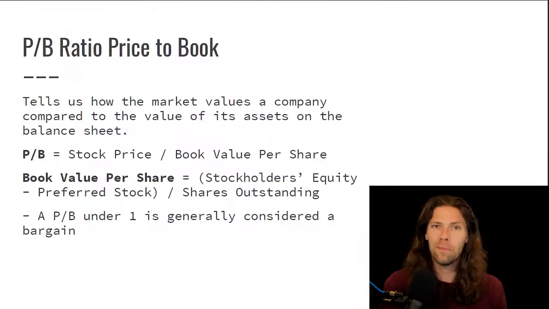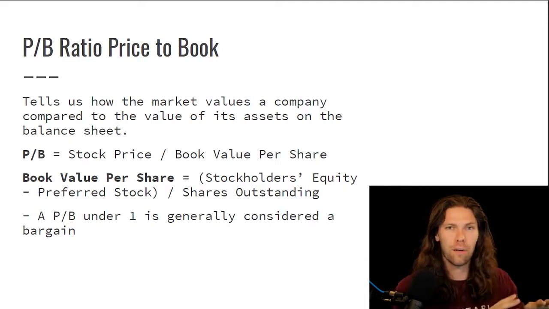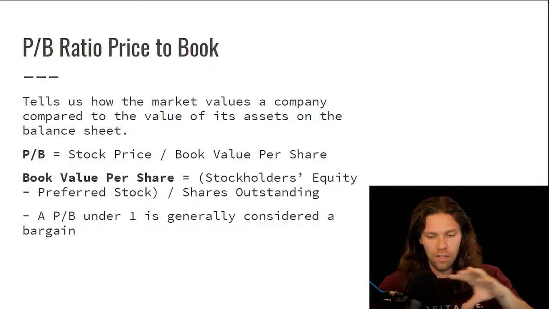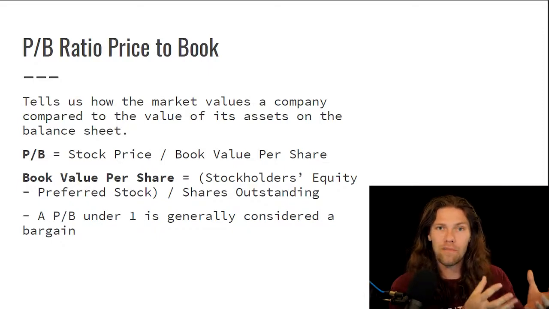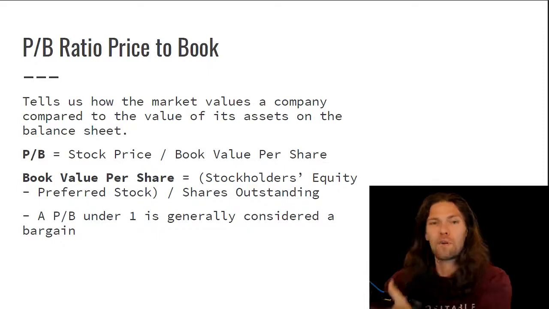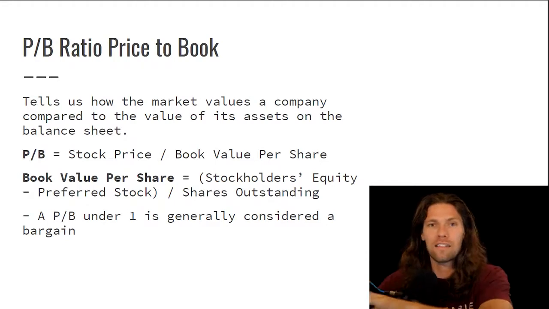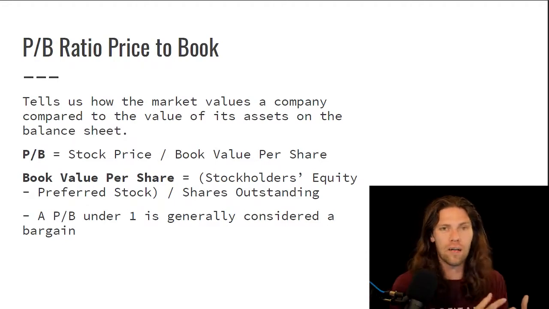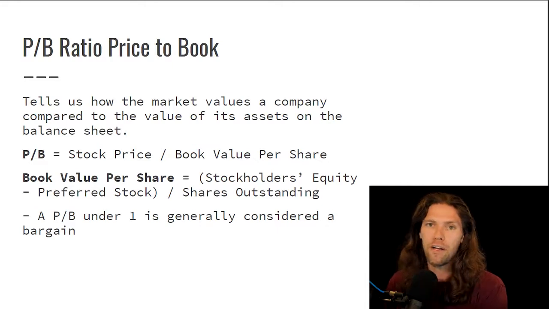Next up is the P to B, the price to book ratio. This tells us how a market values a company compared to the value of its assets on the balance sheet. So the market capitalization of the company compared to if there was an asset sale, how much those assets could actually sell for. In order to calculate the price to book, you take the stock price and you divide it by the book value per share.